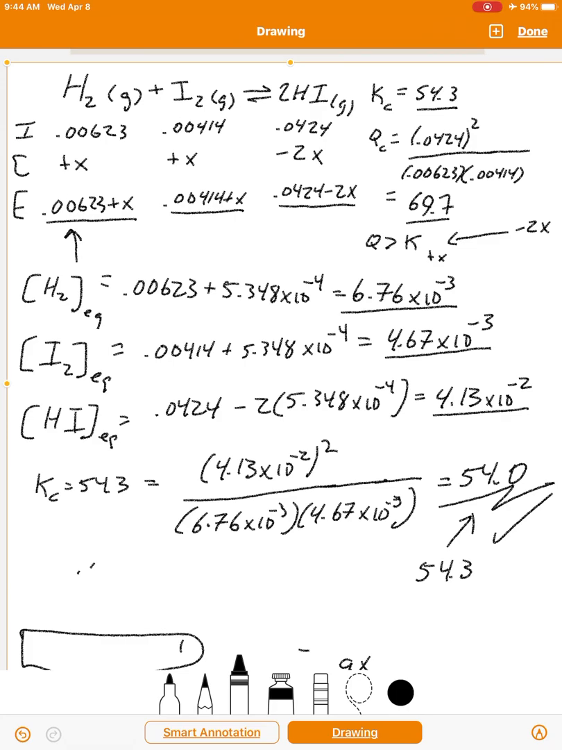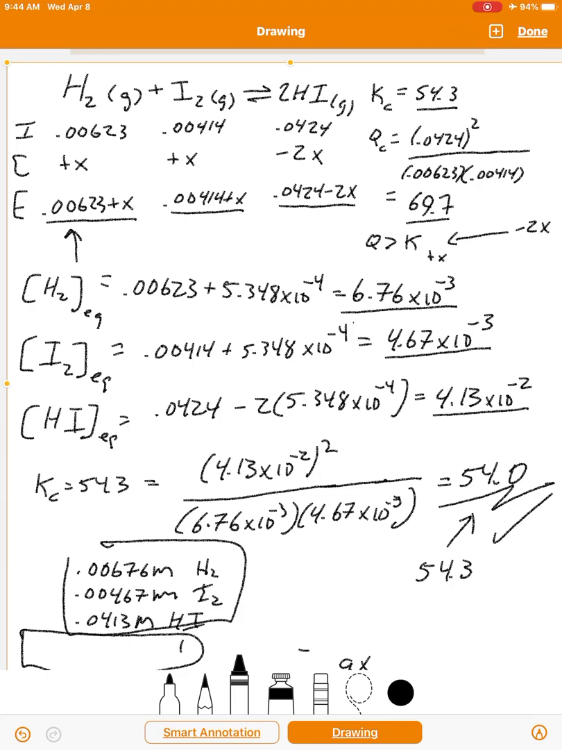We would have 0.00676 molar for the H2, 0.00467 molar for the I2, and 0.0413 molar for the HI. Okay, so that's in decimal notation. These three here are in scientific notation. Okay, there you go. That one takes a lot of steps.